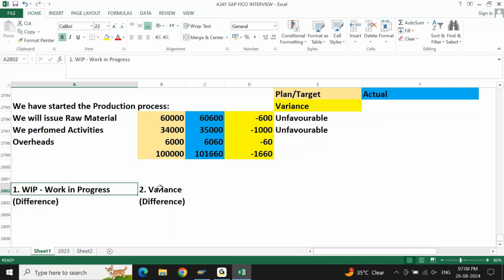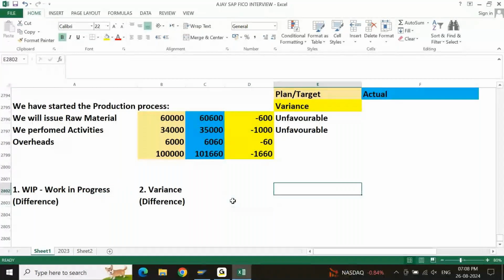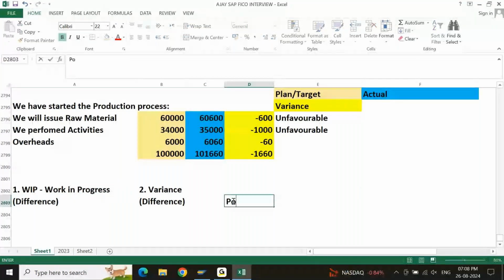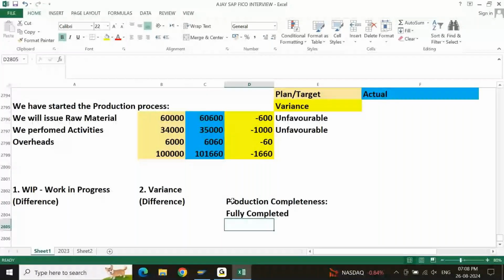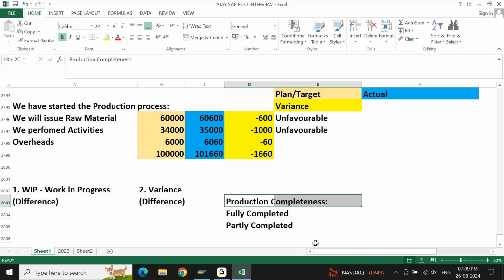How do you decide whether there is a work in progress or a variance? What is the logic? Based on production. Production percentage of material, based on the order status, production output completeness. Now my production completeness can be either completely, fully produced or completed, or partially produced, partly completed. Both are possible, right?